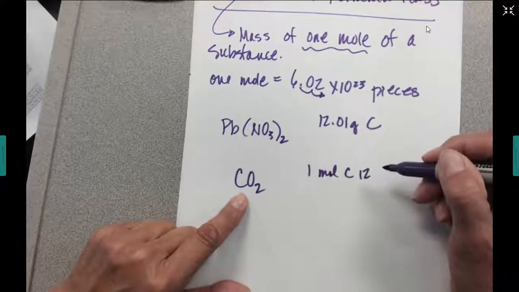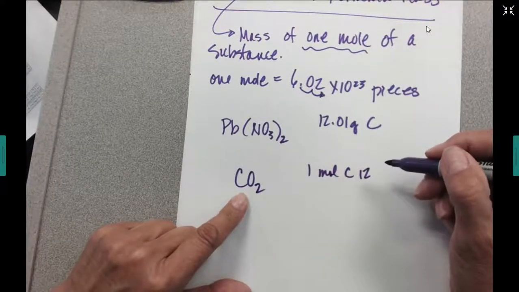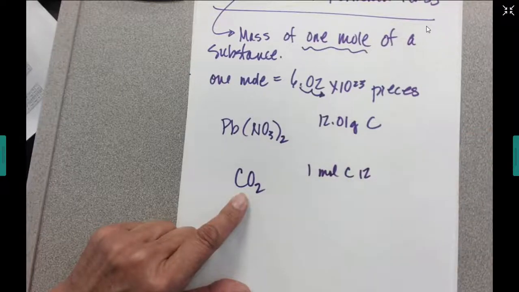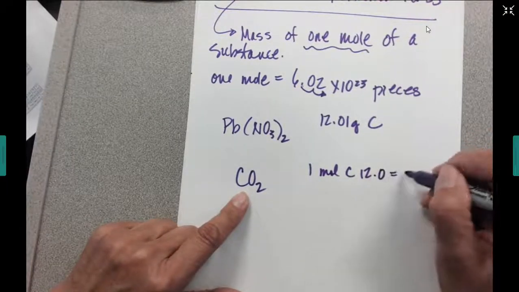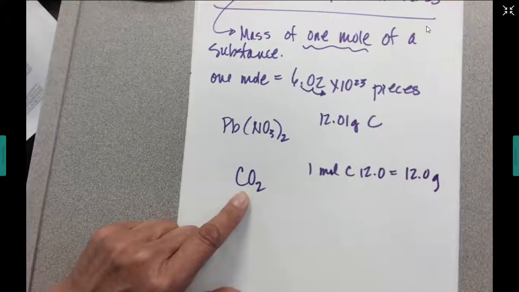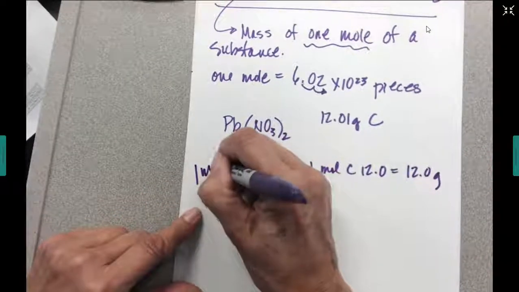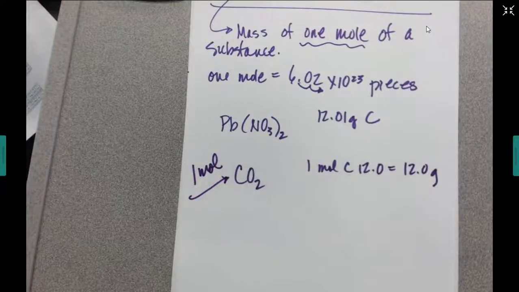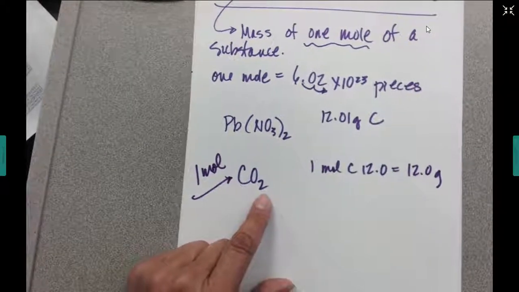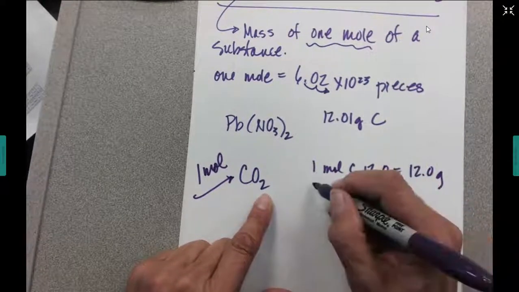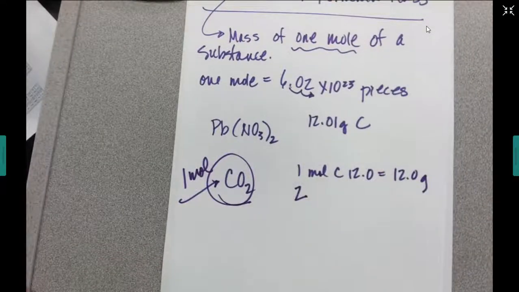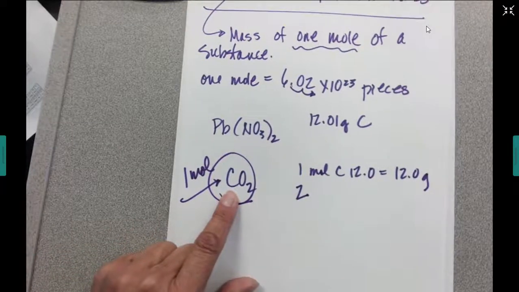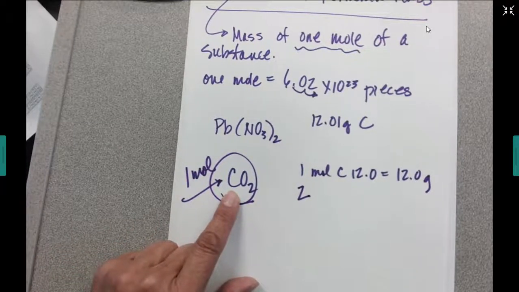12.01. I like to round to tenths when I'm using molar masses, so you just take what's on the periodic table and round to tenths. So I would say 12.0 would give me 12.0 grams of carbon if I wanted 1 mole of CO2. Well, I'd have to have 2 of the oxygen, right? So I would have to have 2 moles of oxygen, because if I had 1 mole of carbon dioxide, I'd have 6.02 times 10 to the 23rd pieces of carbon, right? I'd have a mole of carbon.